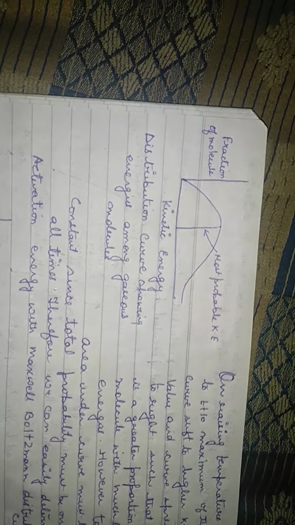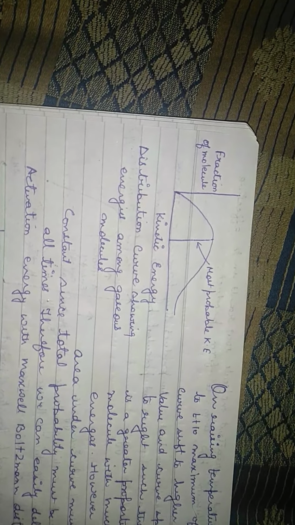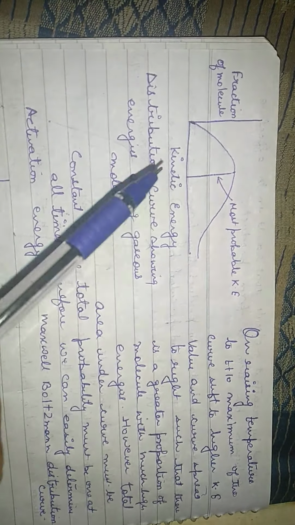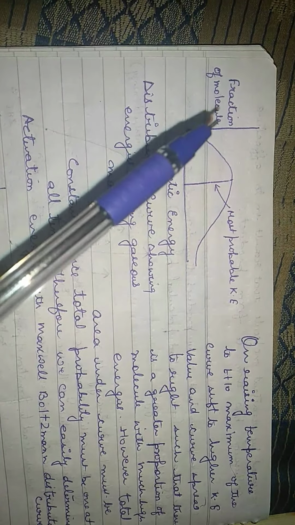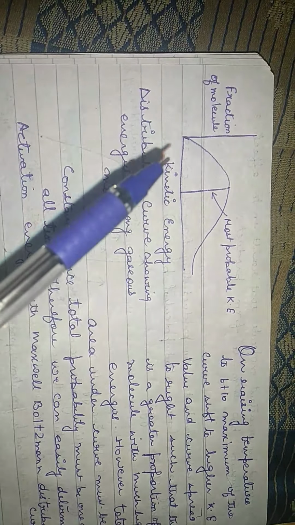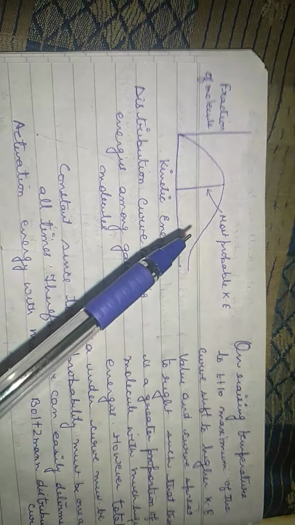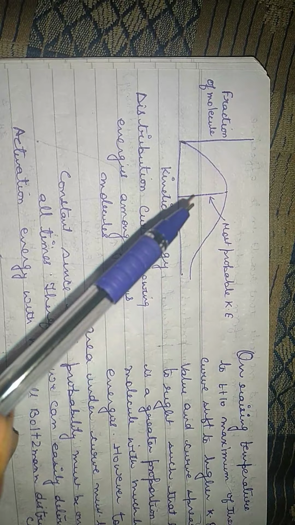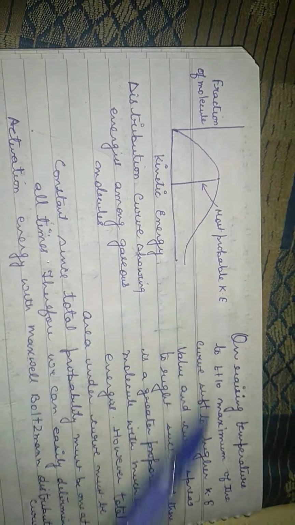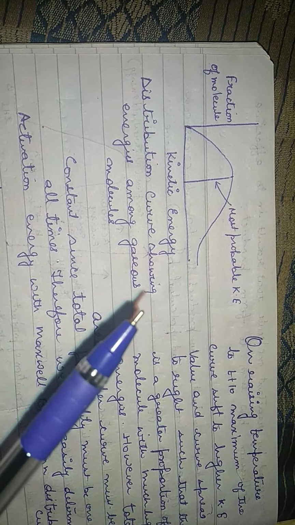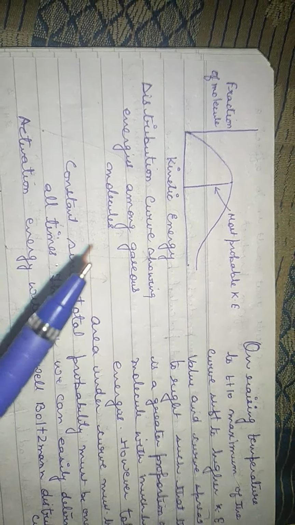So here again there is a curve. Let me discuss with you what this curve is talking about. Here what is written, this is the kinetic energy. This graph is between the fraction of molecule and the kinetic energy. So here it is shown, there is a curve, and this is known as most probable kinetic energy. This is the distribution curve showing energies among gaseous molecules.